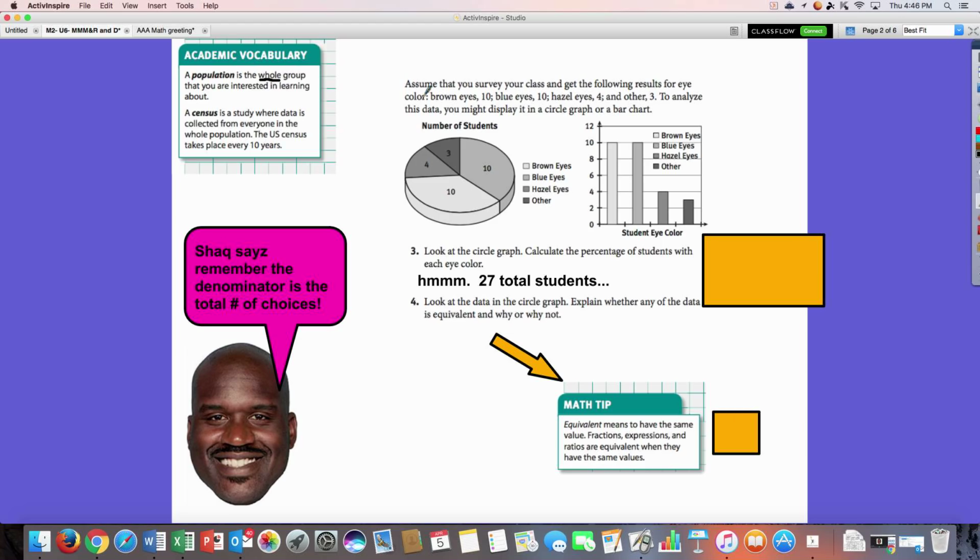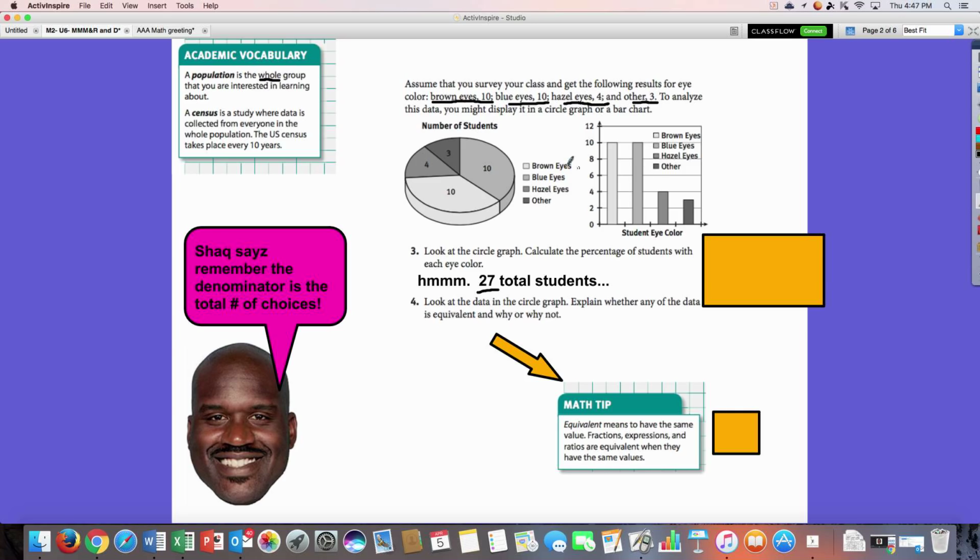Let's look at a sample problem right here. Assume we survey our class to get the following results for eye color. Brown eyes, 10. Blue eyes, 10. Hazel eyes, 4. And other, 3. I guess they're 3 collies with like 1 blue eye, 1 green eye. Anyway, so we got 10 plus 10 plus 4 plus 3. So how many people are in our class? 27. That means the denominator is going to be 27.